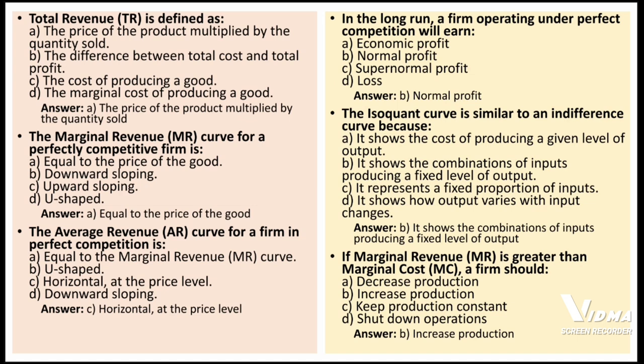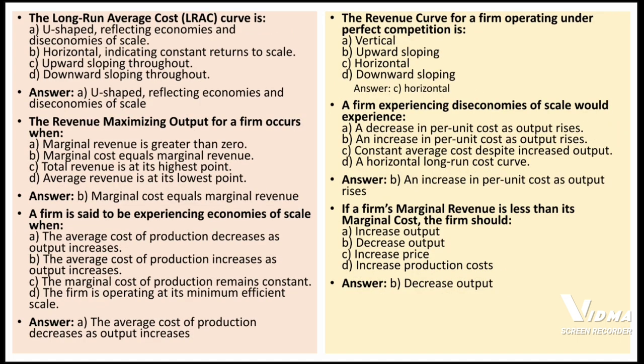The isocost curve is similar to indifference curve because. Answer is B. It shows the combination of inputs producing a fixed level of output. The marginal revenue is greater than the marginal cost. A firm should. Answer is B. Increase production. The long run average cost curve is. Answer is A. U-shaped, reflecting the economies of and diseconomies of scale.